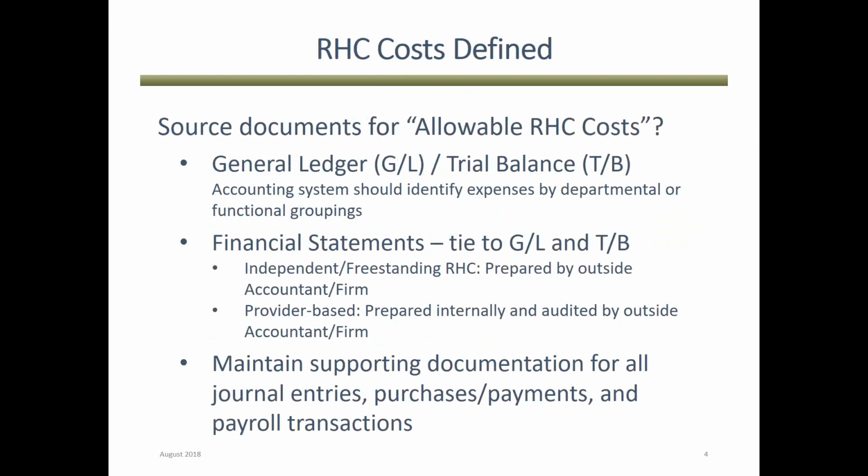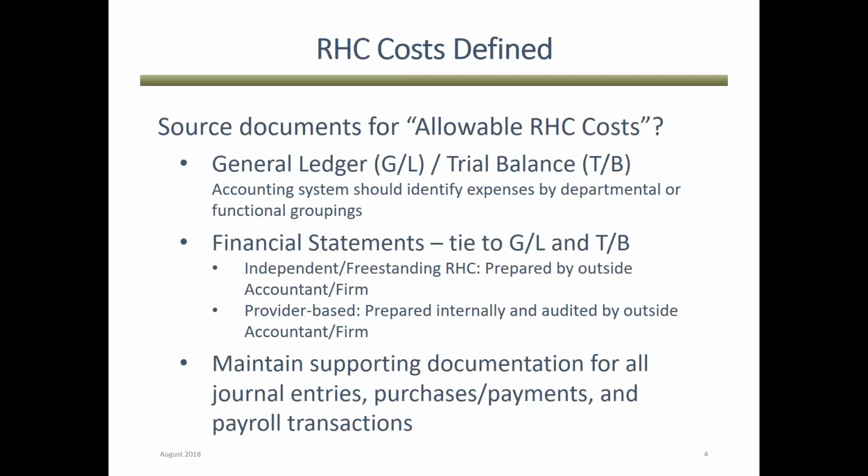Second source are financial statements, and it should go without saying, but worth mentioning, that for those financial statements, there should be a tie out to the general ledger and trial balance between those source documents and the financial statements. If you represent an independent or freestanding RHC, those financial statements would generally be prepared by an outside accountant or accounting firm. If you are provider-based, that is affiliated with a hospital, it would be prepared internally and audited by an outside accountant or outside accounting firm.